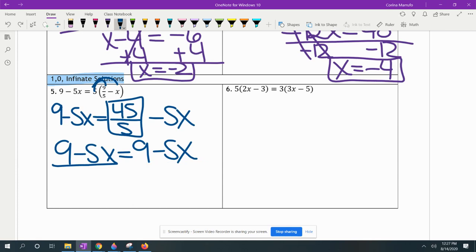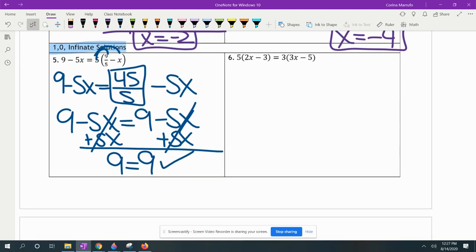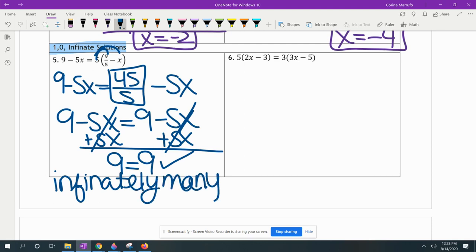But if we continue to try to solve this, we're going to combine the x's together. So here we add the 5x, we add the 5x. And what happens is that the 5x's cancel each other out, and all we're left with is 9 equals 9, which we know is true. So because this is true, that means it doesn't matter what number we plug in for x, we will have infinitely many solutions. So you can pick any number that you can think of and plug it into this equation, and it will always be equal. So it can be any number.